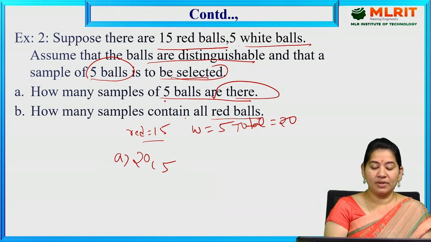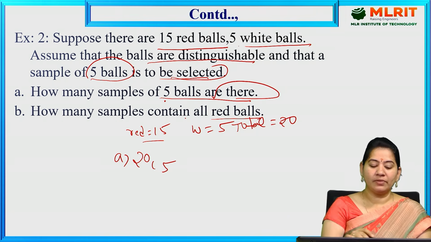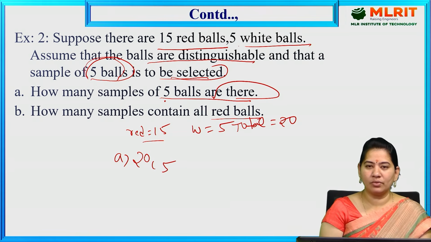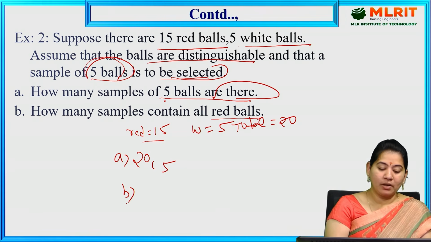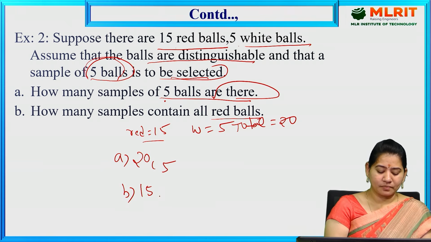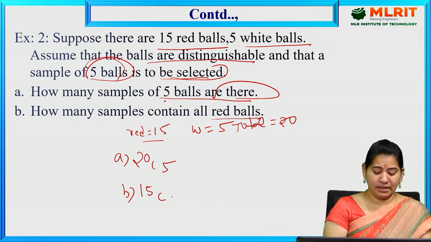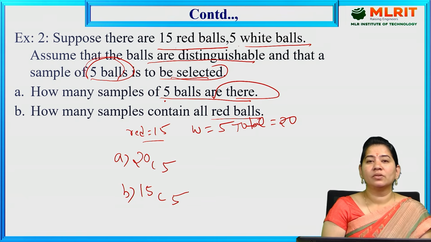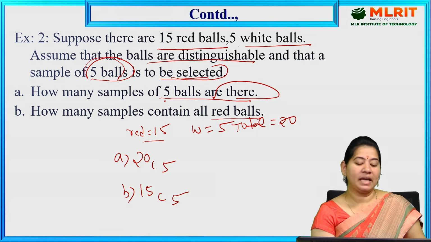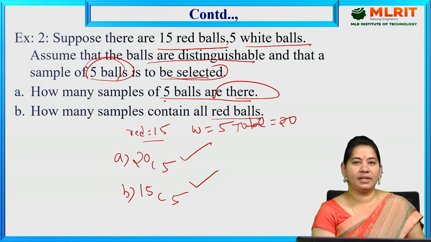And the second bit is how many samples contain all red balls. How many samples contain all red balls means whichever 5 balls you select, all 5 should be red color only. Then how many red balls do we have? 15. And how many balls are you going to select? 5. So here it is 15C5. So this is the answer for part A and part B.